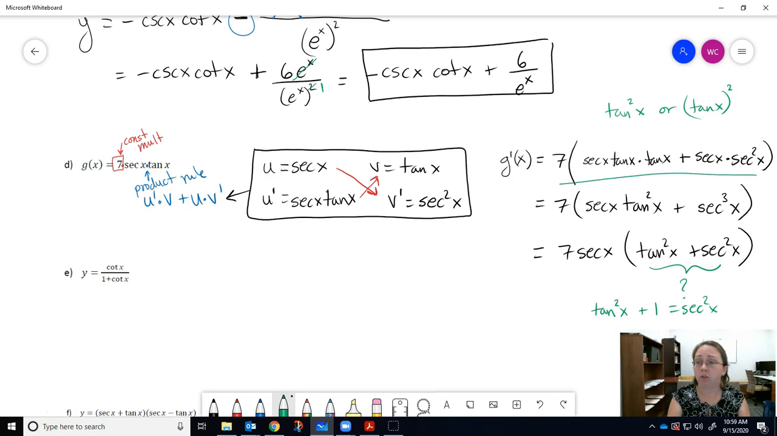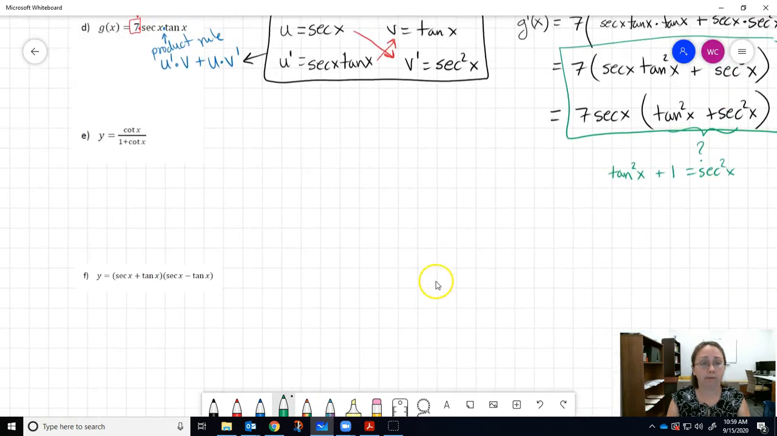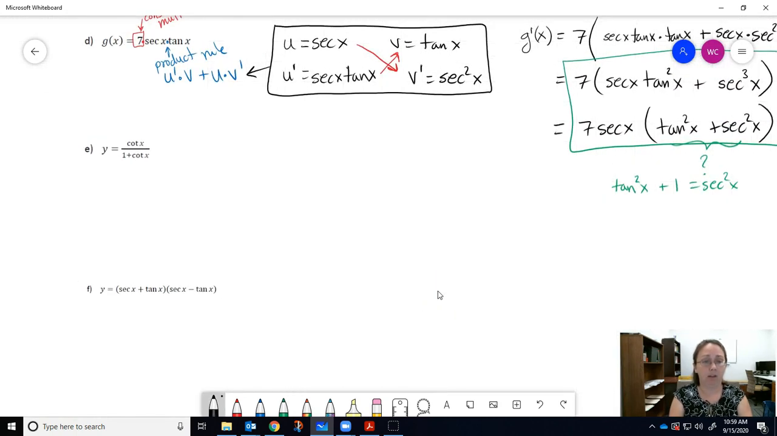So I would leave your answer in either one of these formats. You could also distribute the 7 in if you wanted to, but that would be how we would leave that one. Okay. All right. Got 2 left. Let's see if we can get these done.